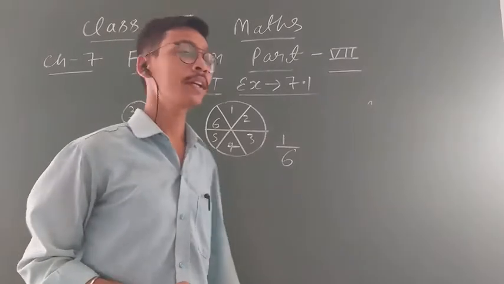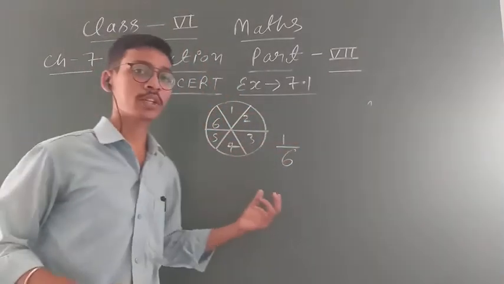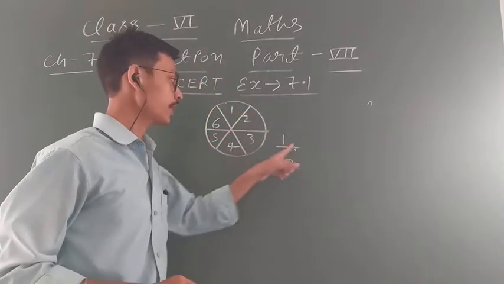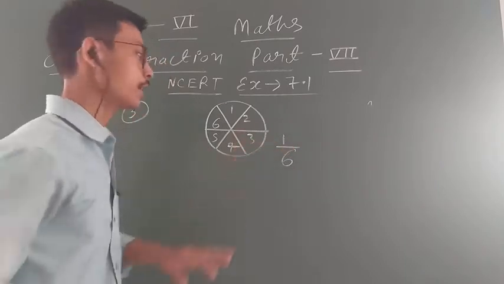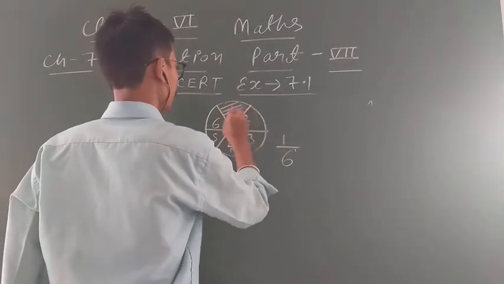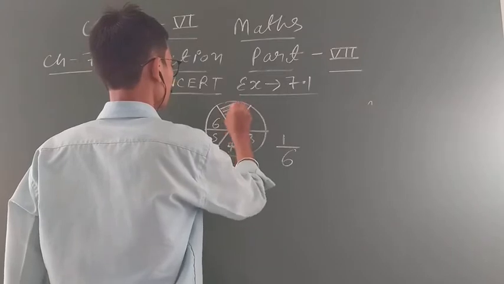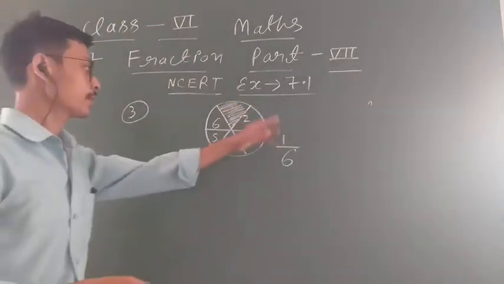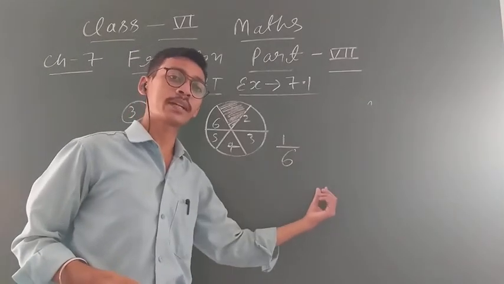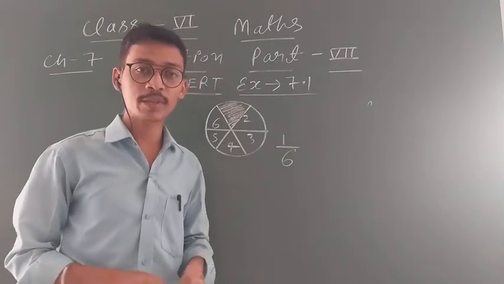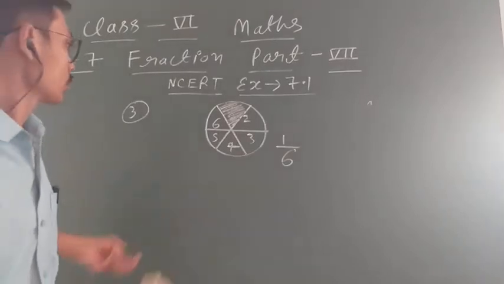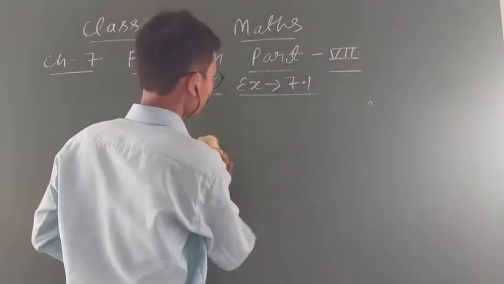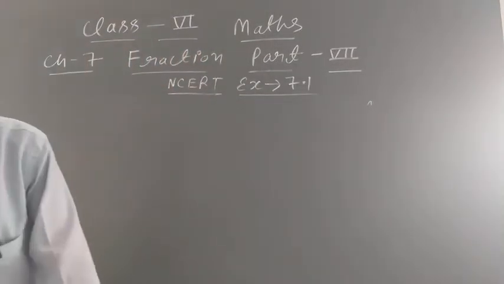So how will you do it, students? You know that total 6 parts are given. You have to shade 1 part, only 1 part, so any part you can shade. Here I am shading this 1 part. Okay students, this depends on you, it's your choice. But the thing is that only 1 part should be shaded. So all questions are given based on this. Okay students, I think now you are able to solve very easily. Now come to the next question.